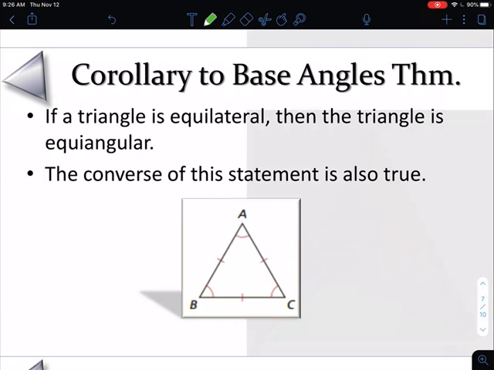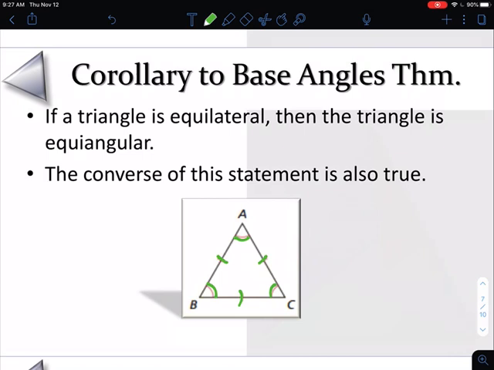One of the last things here, the corollary, that just means a follow-up to a theorem. So the corollary to base angles theorem, so if two sides were congruent, then two angles were congruent. Well, what that also means then, if all three sides of a triangle are congruent, then that means all three angles must be congruent. So if the triangle is equilateral, then by default, it must also be equiangular, meaning it's always got to be the same three angles. So as we're looking at this, both things lead to the other. If all three sides are the same, all three angles must be the same. If all three angles are the same, all three sides must be the same.